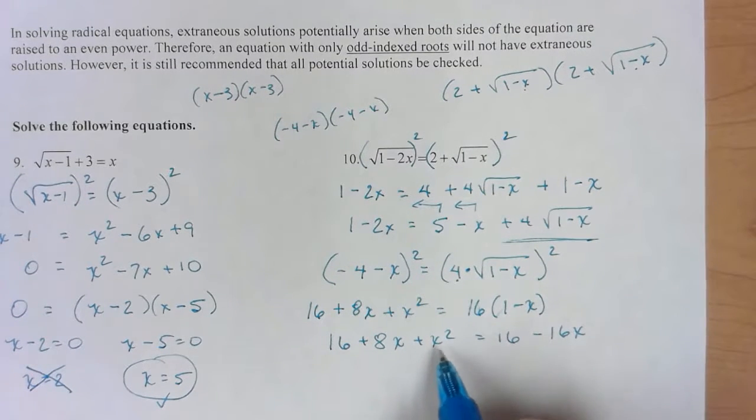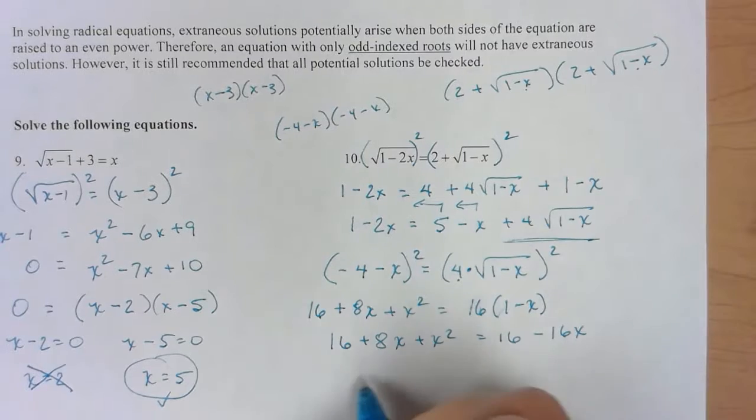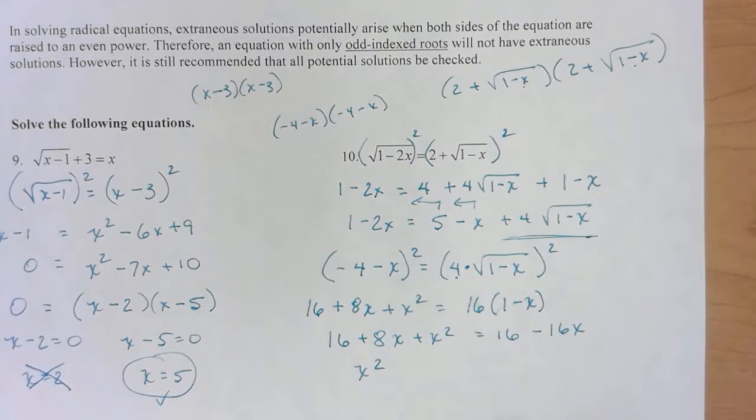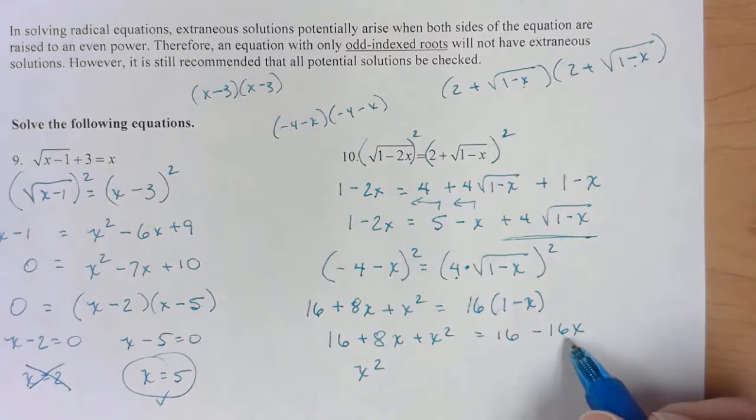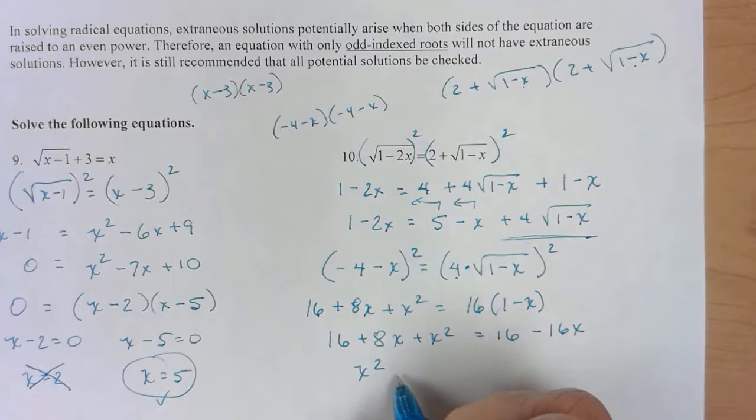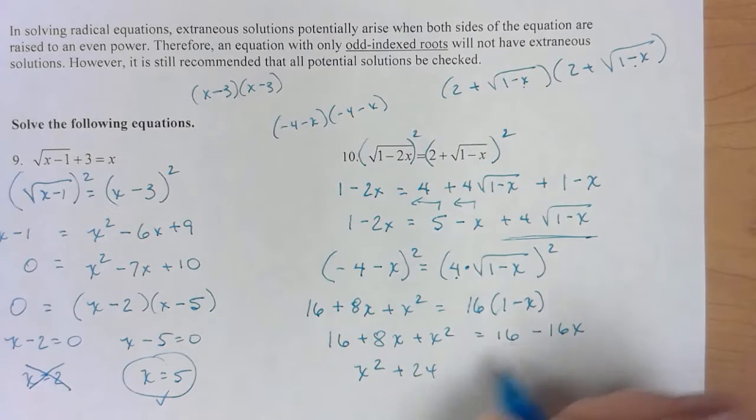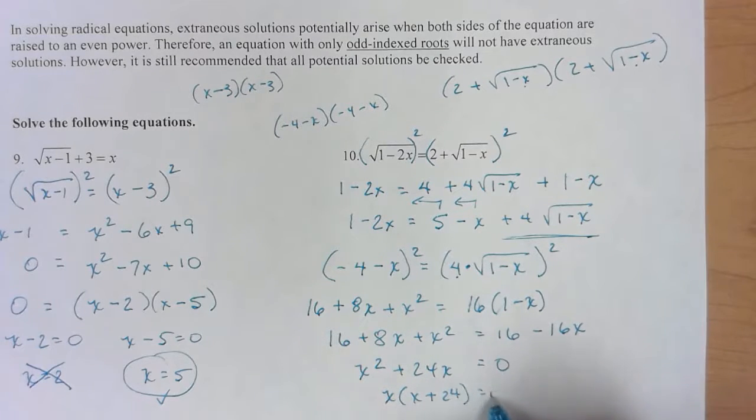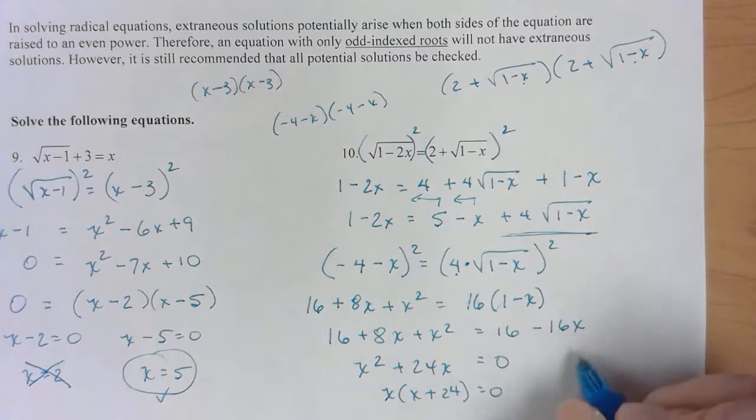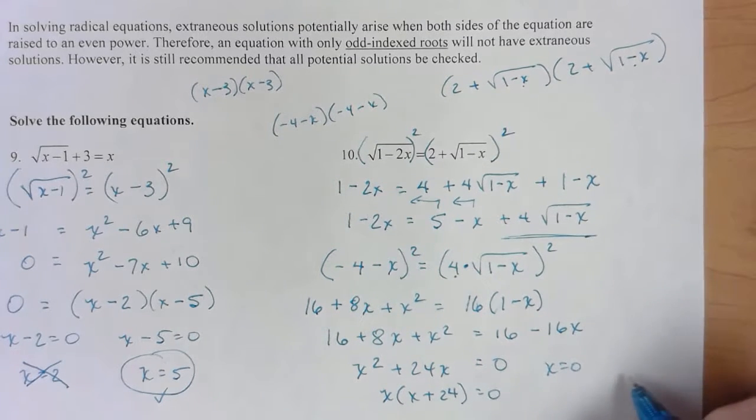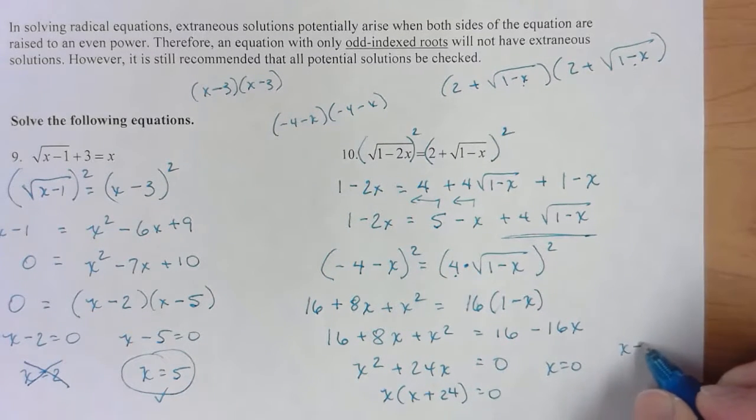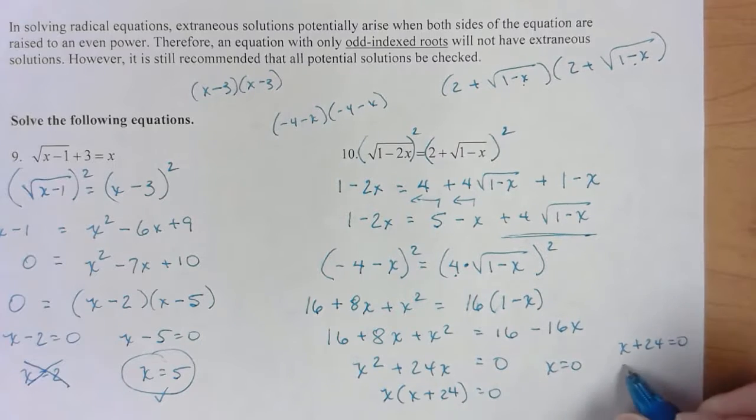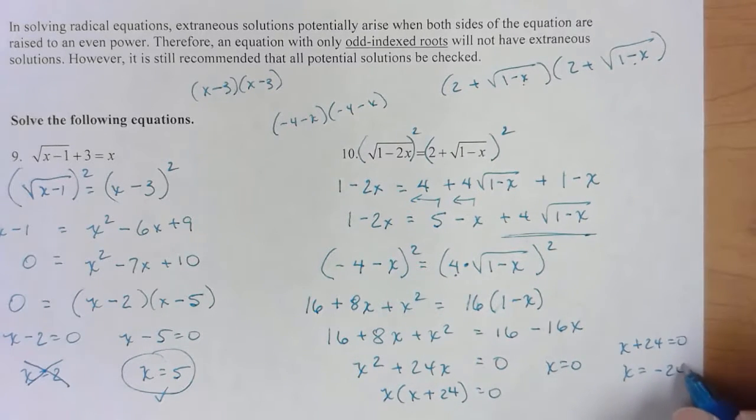So I'm going to get everything over to the left-hand side this time and put it in descending order. So I've got x squared, add 16x to both sides, subtract 16. So I've got a nice little binomial now. Let me factor out my x. So I can have x equals 0 or x plus 24 equals 0, or x equals negative 24.